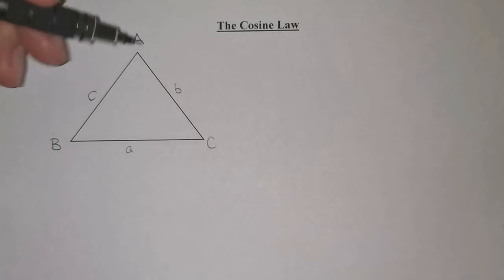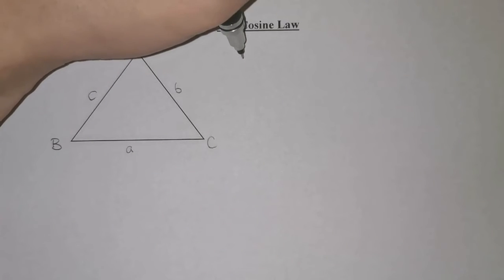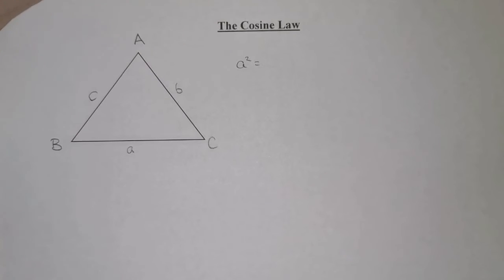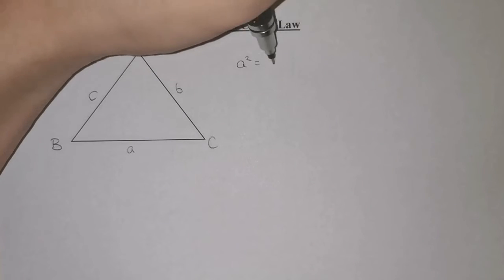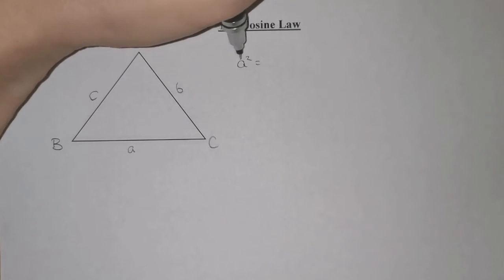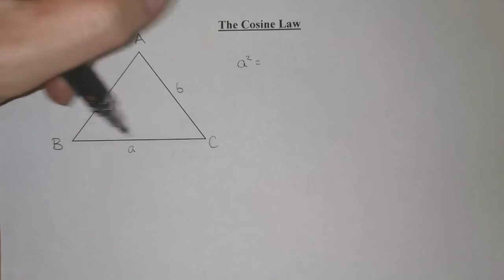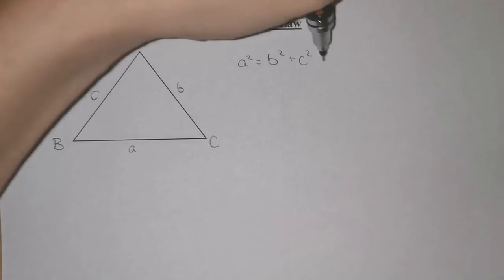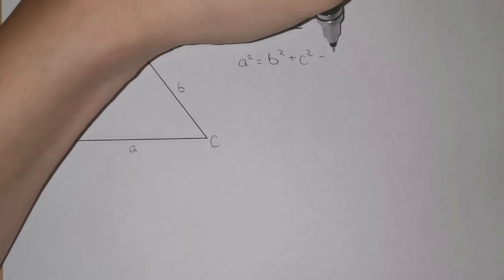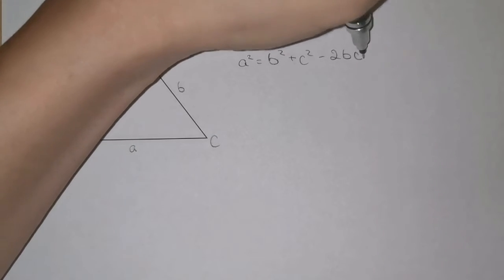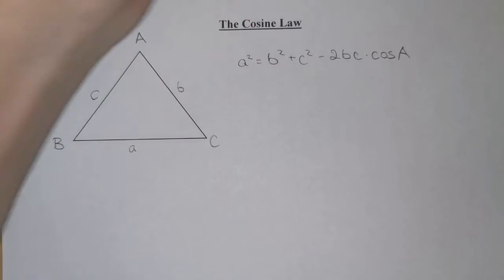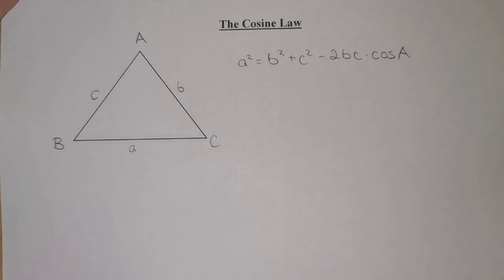Okay, so for the cosine law, it looks like this. It's another equation, a longer equation, and it will remind you of the Pythagorean theorem. We have a squared, if we're looking for the a side, equals b squared plus c squared minus 2 times bc times cos of angle A. That's if you're looking for the A side.